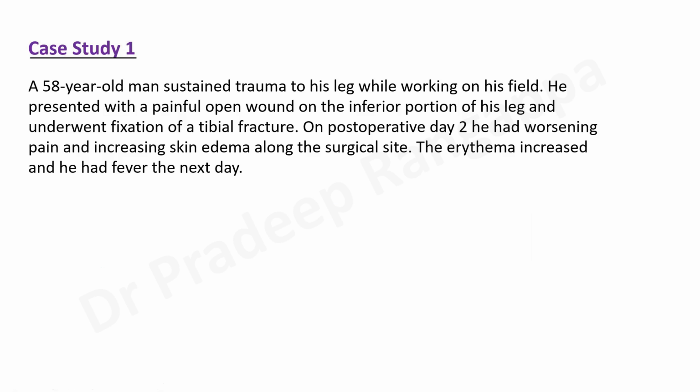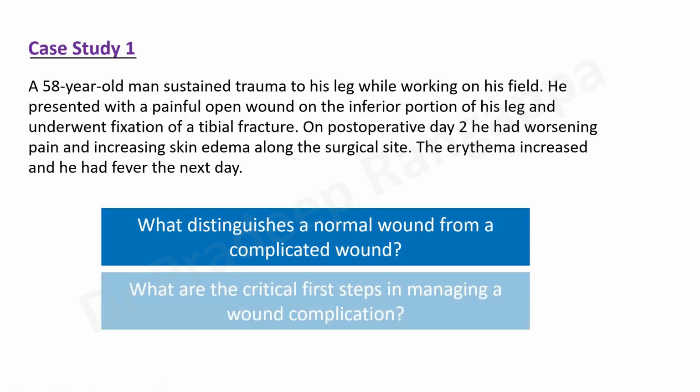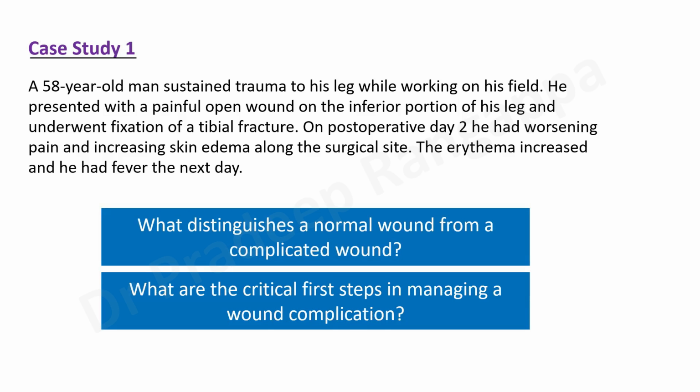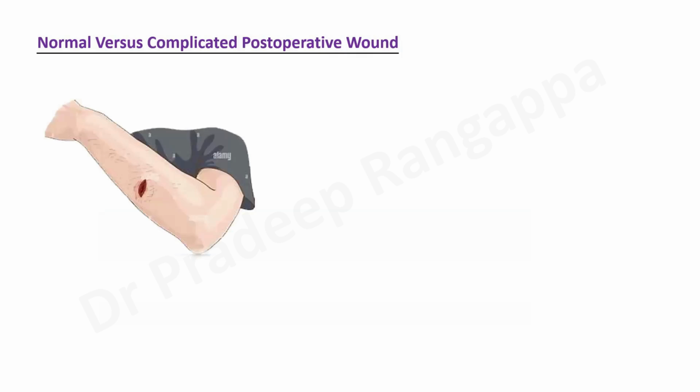So the questions that would automatically come up in a patient who has undergone surgery for a tibial fracture and is developing some inflammatory signs at the site of injury: what distinguishes a normal extension of the post-operative wound from a complicated wound? And what are the critical first steps in managing a wound complication? These are the two questions that would arise. The key aspect is to determine whether it is a clean wound or an infected wound. So we need to understand the difference between a normal and a complicated post-operative wound.